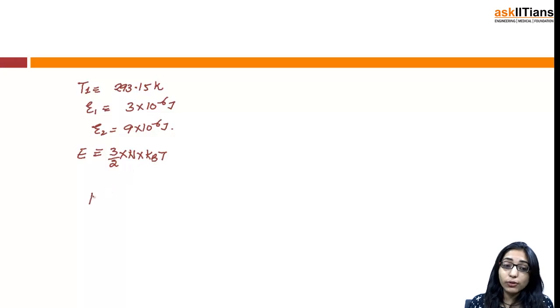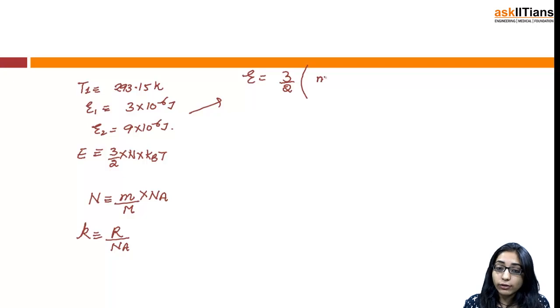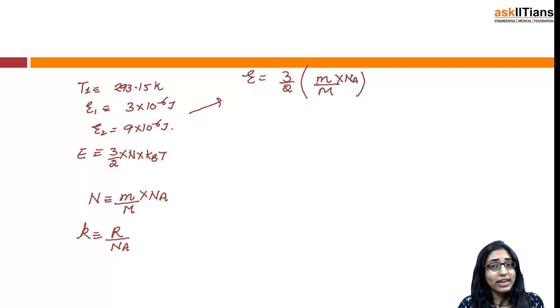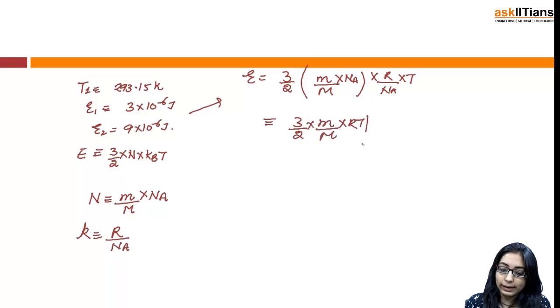Now, once you know this thing, you know the value of N is given as given mass divided by molar mass into Na. So now, if I ask you to continue with this, you know k is also written as R by Na. So solving this further, you can get E is equal to 3 by 2 into M by capital M into Na, substituting the values into R by Na multiplied by T. So the value reduces to 3 by 2 into M divided by capital M into RT.